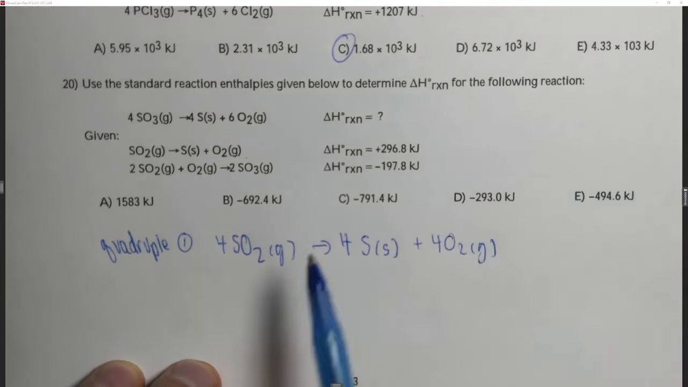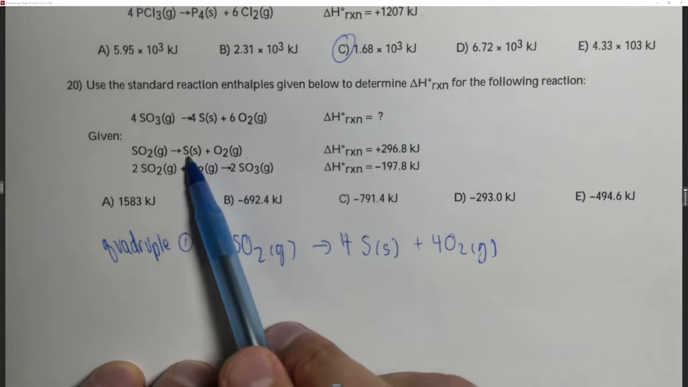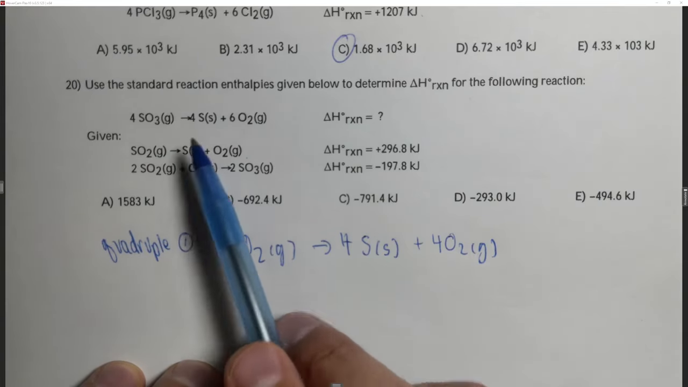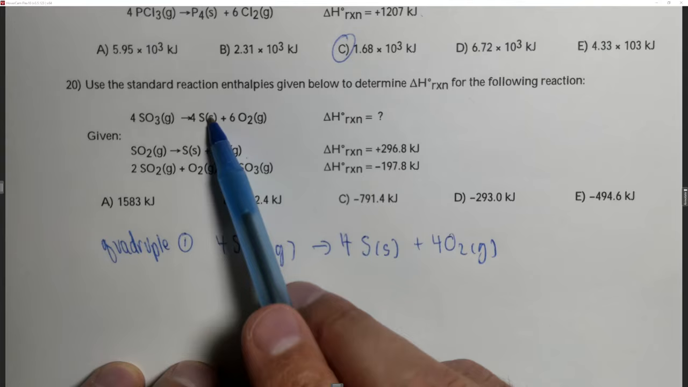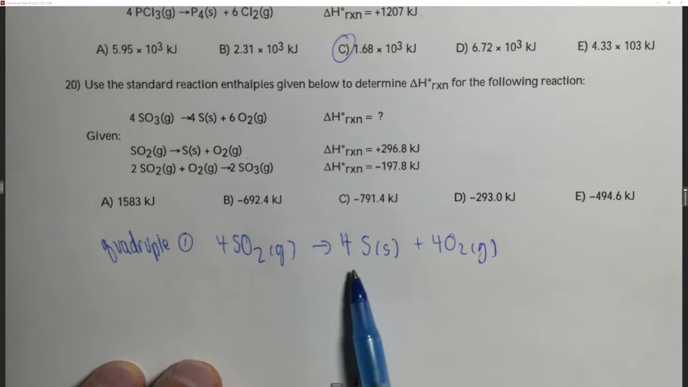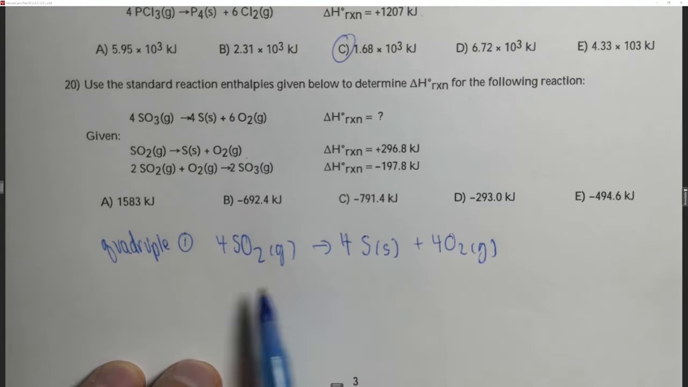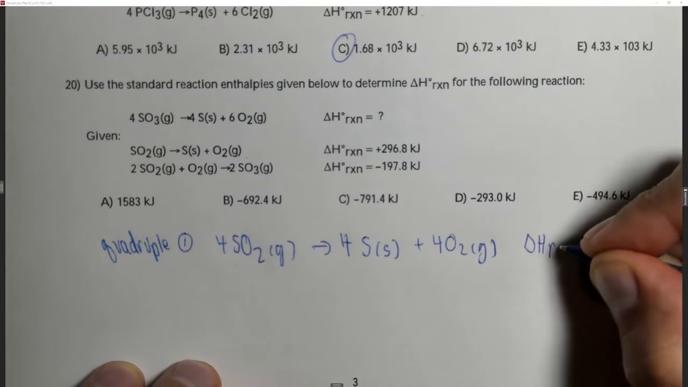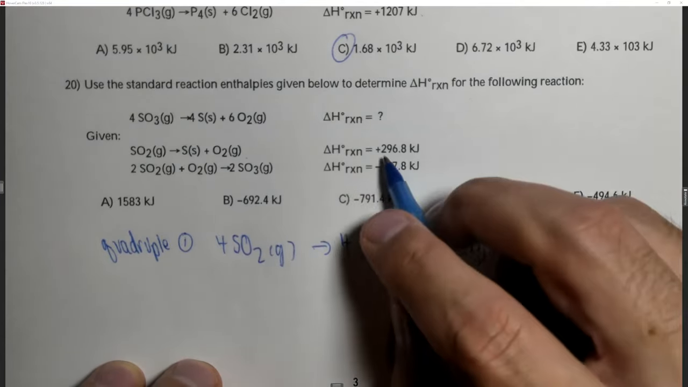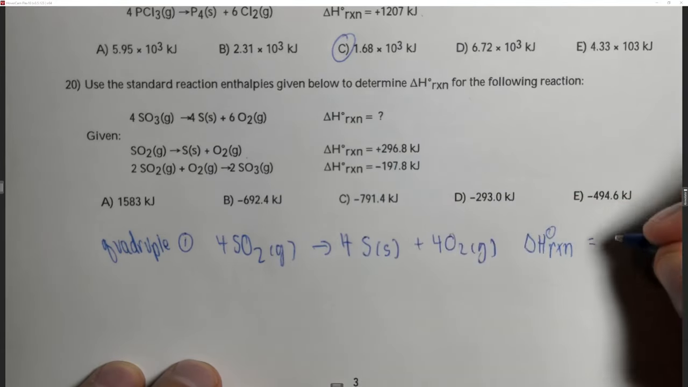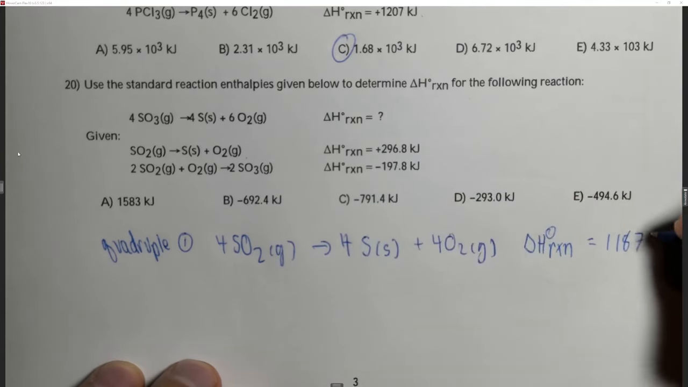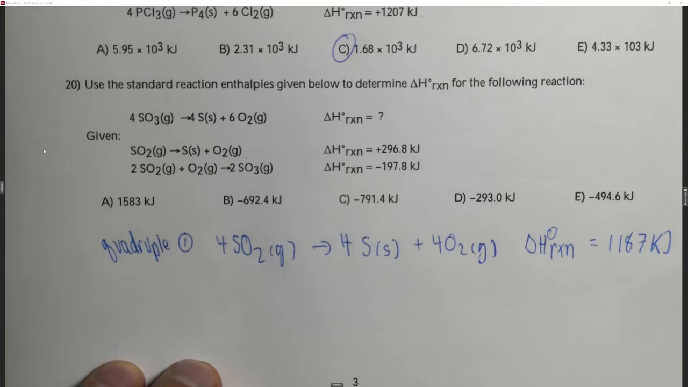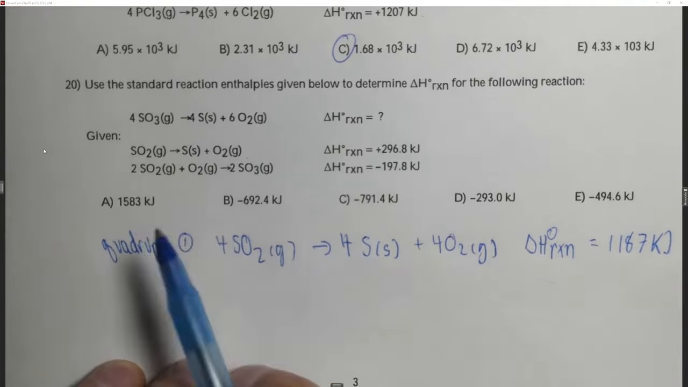And again, the reason for the 4 is I wanted to make sure that this was a product, because this is the only one with S in it, and I wanted to make sure I had the same number of moles as in the overall reaction. So when I do that, I get this reaction here, which means the delta H of the reaction is not going to be this, it's going to be 4 times this, which is 1187 kilojoules. All right, now let's look at the next one.